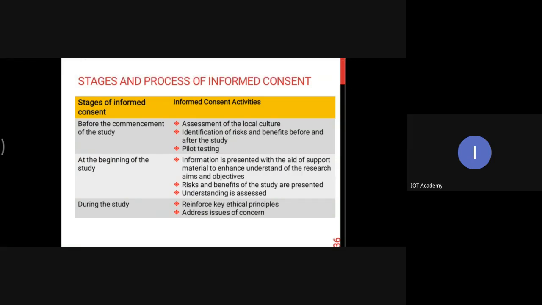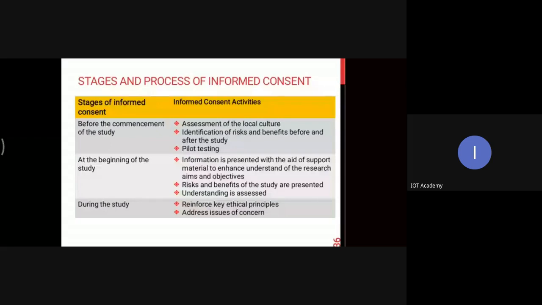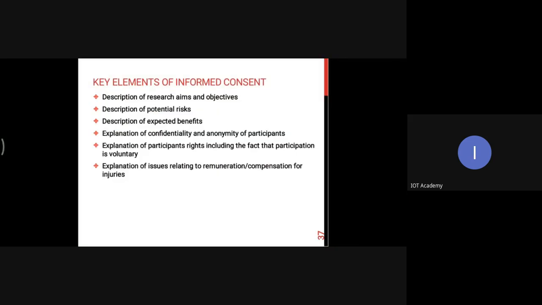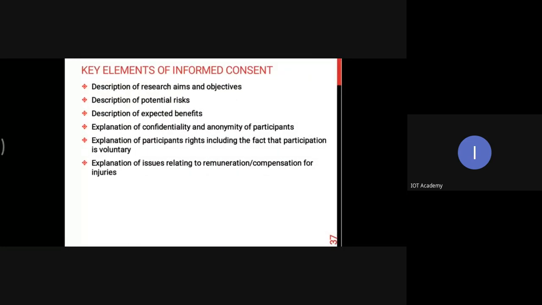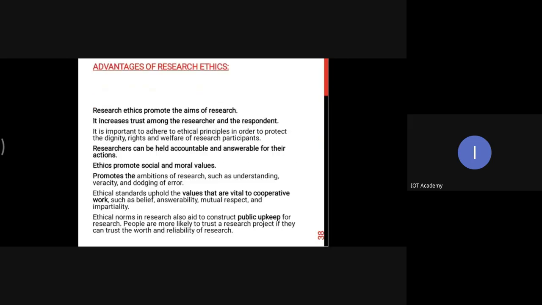At the time of the beginning of the study, we need to get all kinds of support. We have to tell them what are the risks and the benefits of the study, and of course, how they will be involved and what kind of support we want from them. And during the study, we rekindle the ethical principles that we have just talked about in terms of integrity, confidentiality, non-discrimination, honesty, respect, carefulness, accountability, and so on and so forth. We have to take care when we're talking in terms of participants and address the issue of concern. Then again, the risks and the benefits, these are the things that have to be informed.